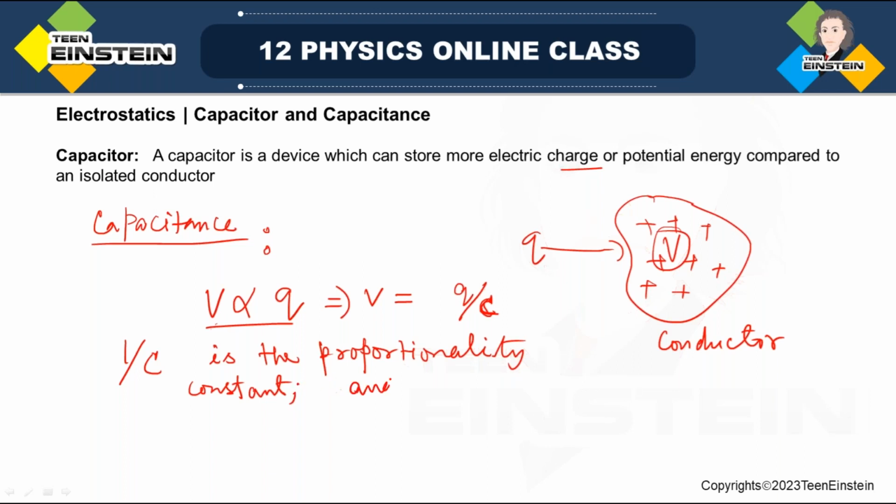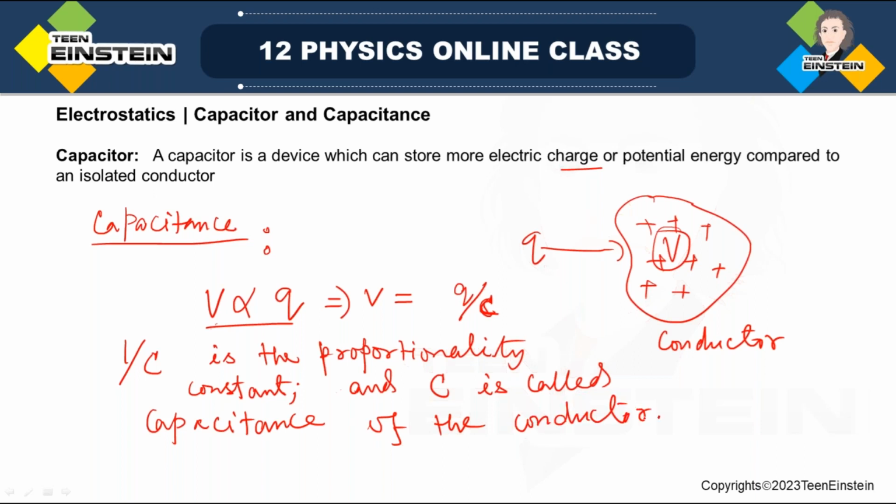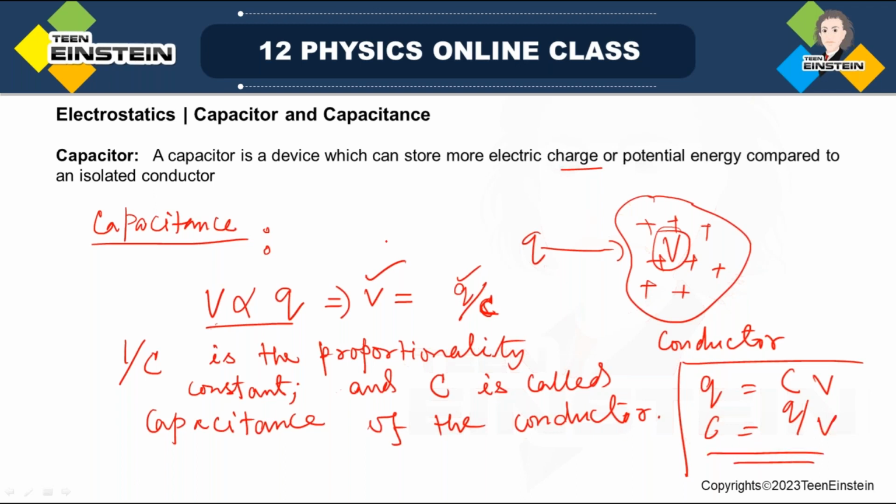And C is called the capacitance of the conductor or the capacitor. All right, so then I have got a relation between charge, potential, and capacitance. Q is equal to CV. This is one relation. Or if I want to find out C, then C is equal to Q by V. So these relations are prominent now from here.